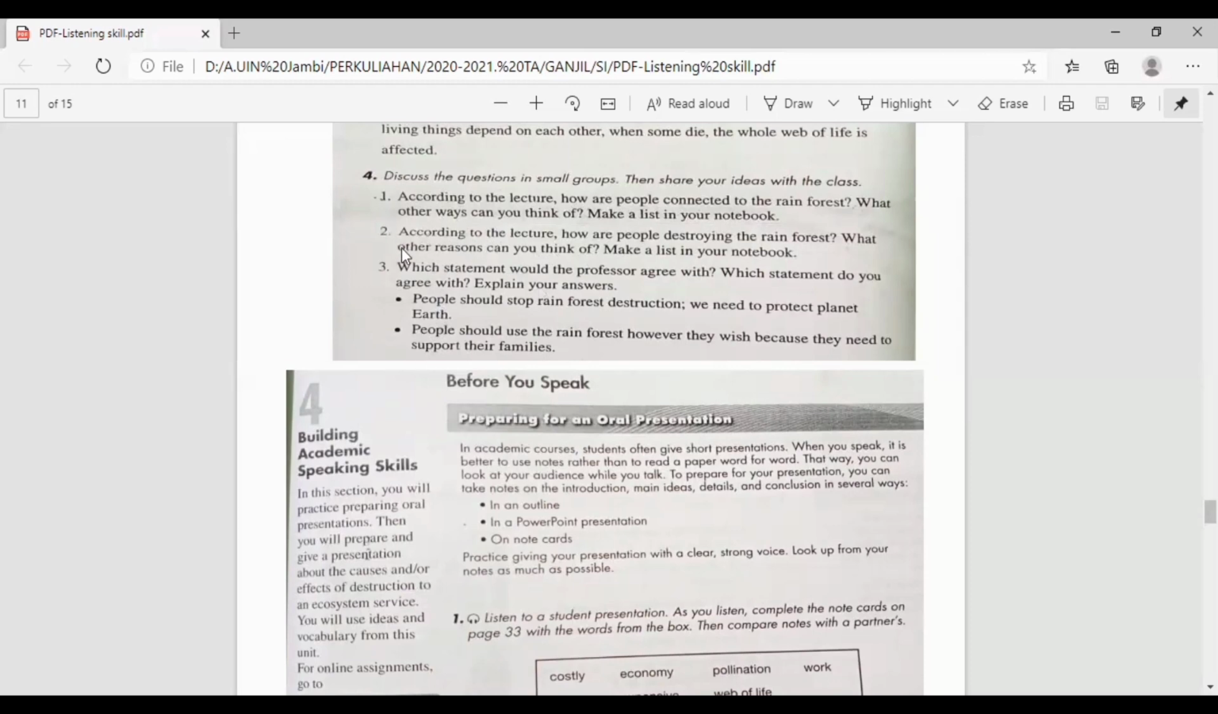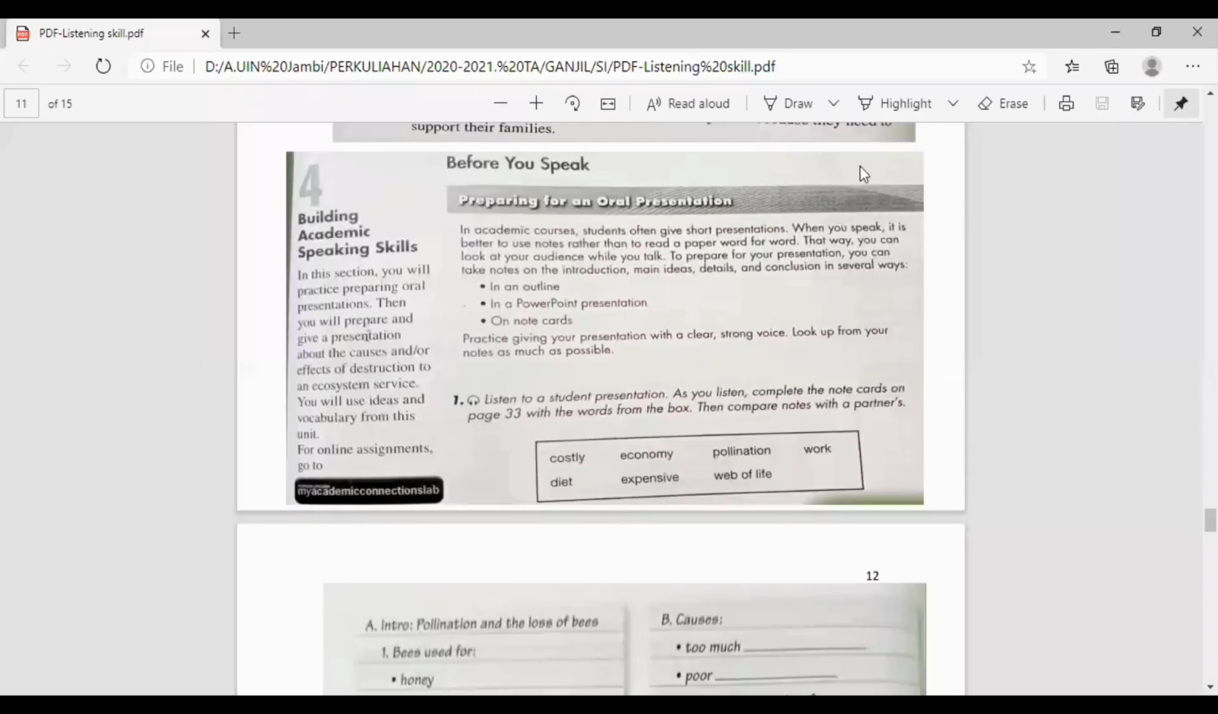Okay, you have already listened to the organizational structure, and then you have also listened to a lecture about cause and effect. So now let's move on to the speaking skill, which is related to your listening ability, of course. So now let's practice preparing for an oral presentation.